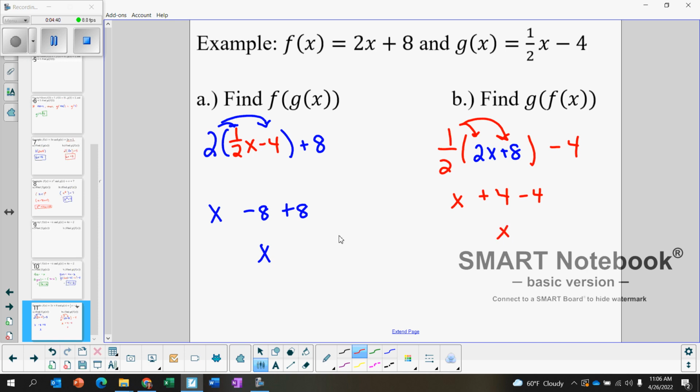When we get to our next section, we'll talk about what happens when we do f of g of x and g of f of x and we get back to x. But for now, it just works out that way. And that is compositions of functions.